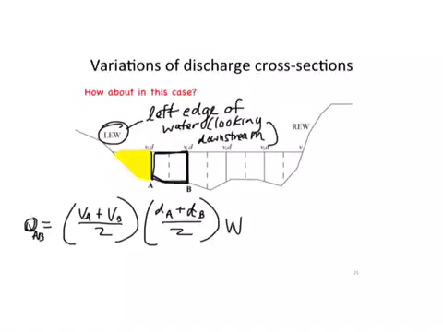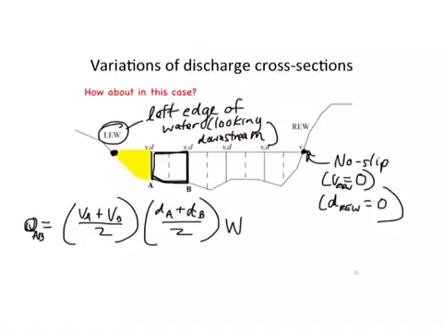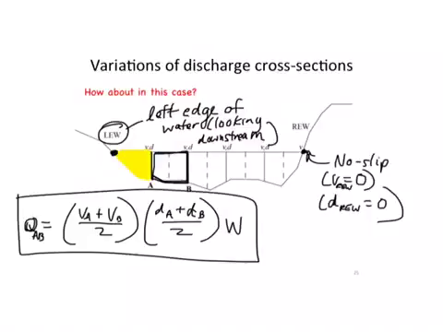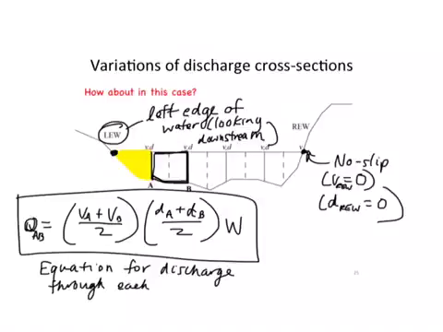And so generally we can't measure velocity right where the stream channel meets the bank, and so what we do is we apply the no-slip condition where velocity equals 0, and we also assume that depth, so this is at the right edge of the water, depth at the right edge of the water also equals 0. And then we could just apply this equation throughout to calculate each incremental area. So this is the equation for discharge through each incremental area.